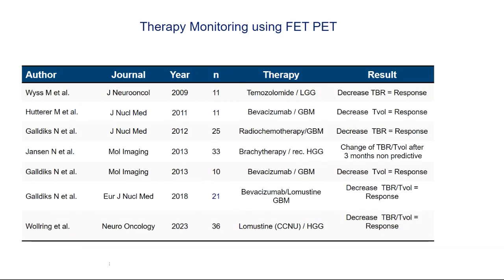This table shows a compilation of studies that have investigated the significance of FET PET in therapy monitoring. It is consistently reported that a decrease in tracer accumulation correlates with a response to therapy. The only exception is brachytherapy with iodine 125 seeds. In individual cases, an increase in FET accumulation was observed after 3 months, which was not associated with a worse outcome.